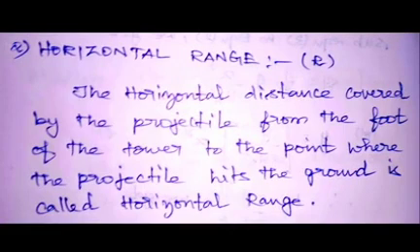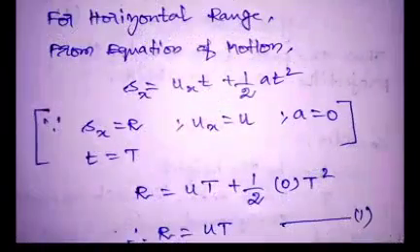So what is horizontal range? The distance covered by the projectile from the foot of the tower to the point where the projectile hits the ground is known as horizontal range. In yesterday's diagram, I showed the horizontal range. It is represented by the symbol R. Okay, the distance from the foot of the tower to the point where the object hits the ground is represented here as X.